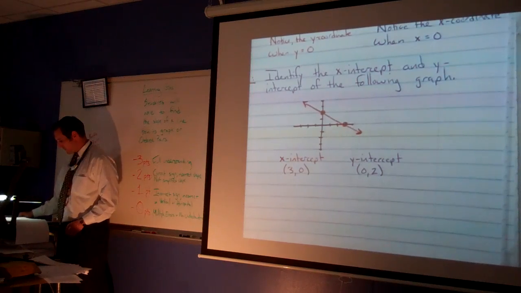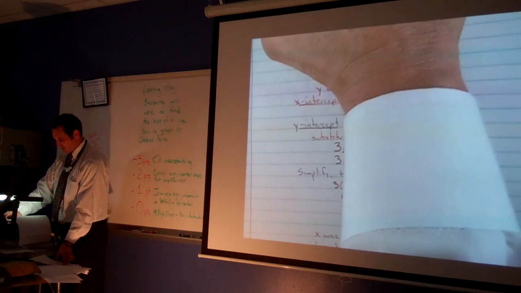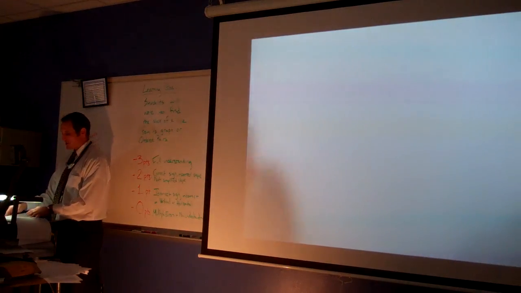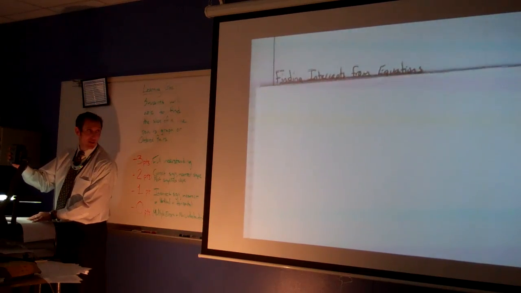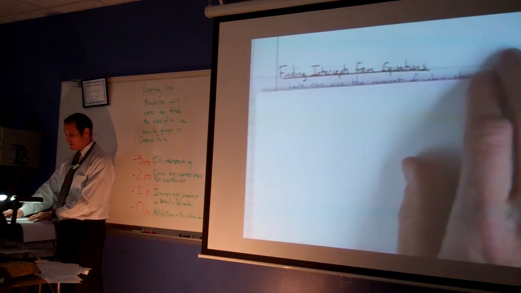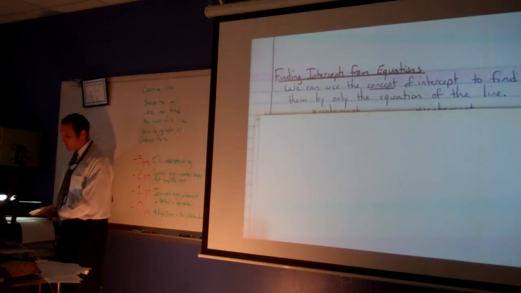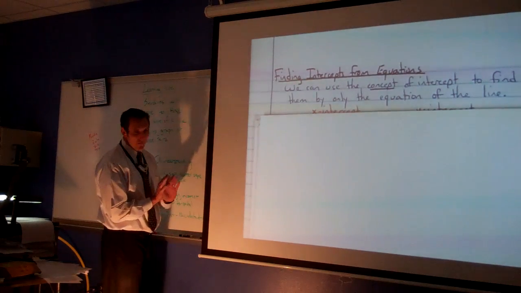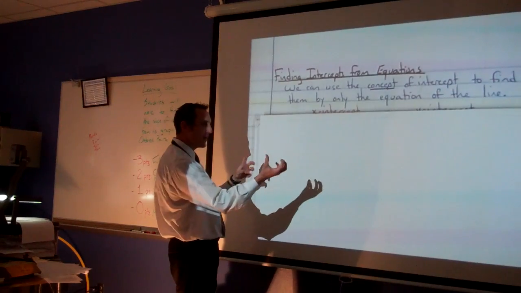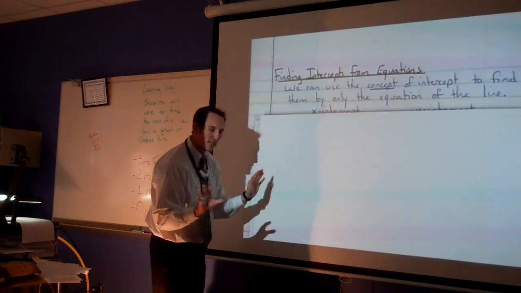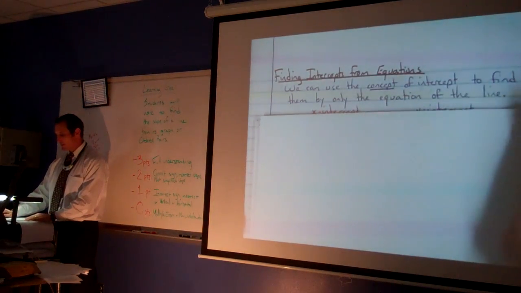Now what we're going to do is put that information to good use. What we can do with that information is learn how to find intercepts from equations. We can use the concept of an intercept to find out what they are simply by looking at the equation of the line. We're going to learn how to find out where those 2 points on the graph are without even looking at the line. Completely possible to do because we know the concept of an intercept.